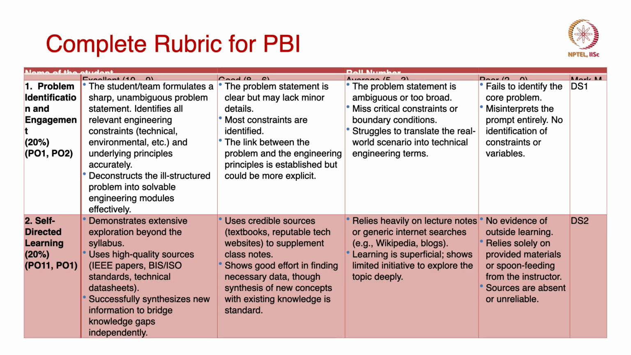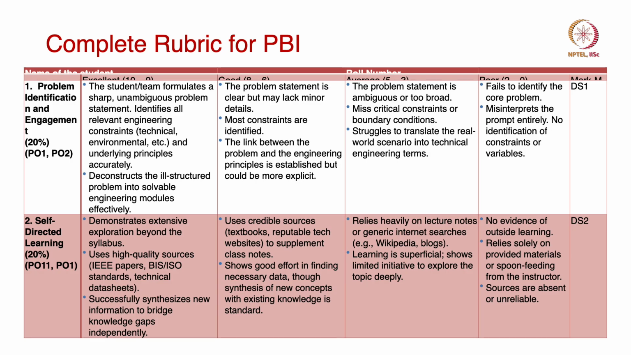The student team formulates a sharp, unambiguous problem statement, identifies all relevant engineering constraints, technical and environmental, etc., and underlying principles accurately. Deconstructs the ill-structured problem into solvable engineering modules effectively. So if you are able to do that, then you are meeting this key characteristic excellently.